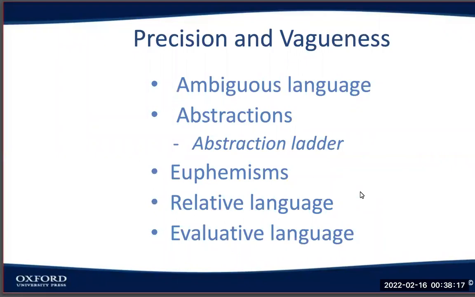And then precision and vagueness. Most people assume that the goal of language is to make our ideas clear to one another. When clarity is the goal, we need language skills to make our ideas understandable to others. Sometimes, however, we want to be less than perfectly clear. And here are some examples when that might be needed.